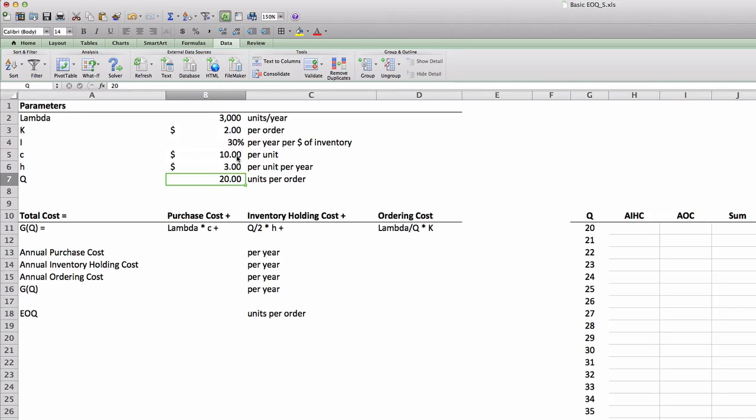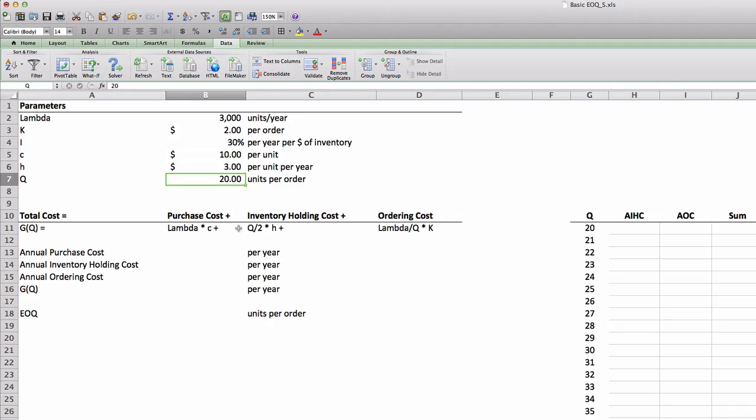For now, we assume that the order quantity is 20 units. This, of course, is subjective. We will try to find out if this really is the cost minimizing order quantity, or in other words, the EOQ. What we see next in this sheet here is the total cost function as we discussed it in class.